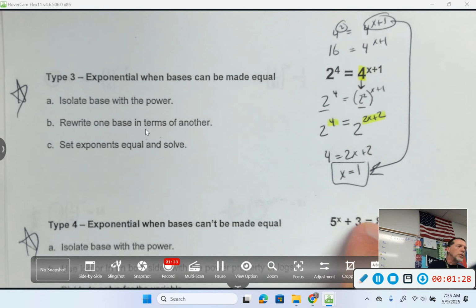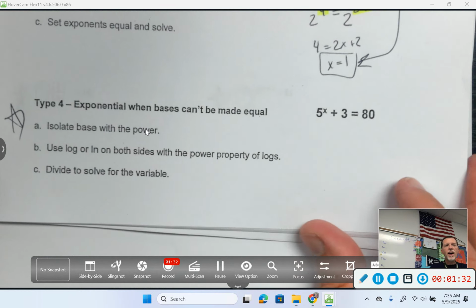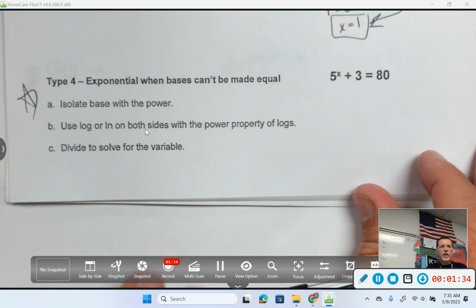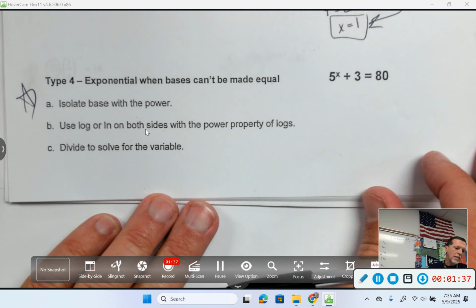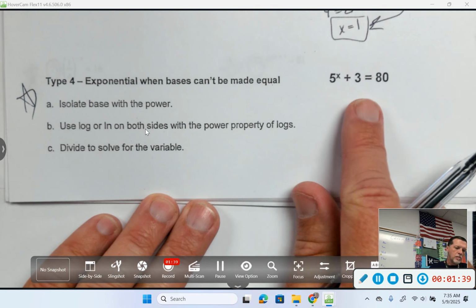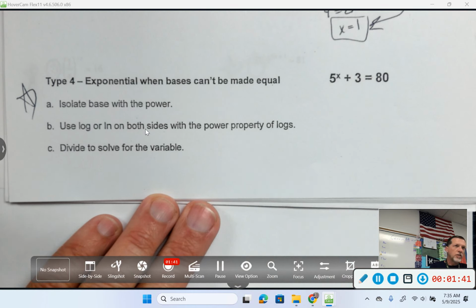Okay, that's review. We've done that before. That was even on the last test. Type 4 we've not done before. So, exponential when the bases can't be made equal. Well, I bet you know what to do first on this.